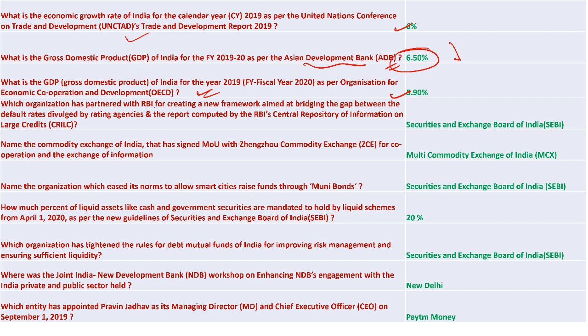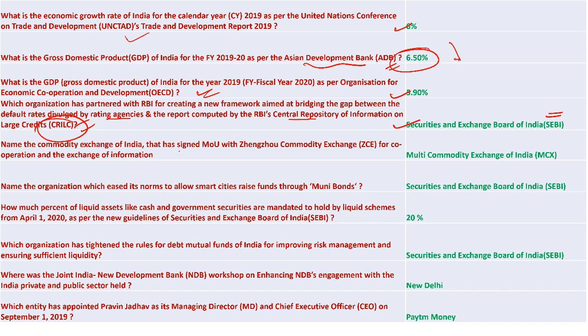RBI figure, just remember, I think that should be done. Which organization has partnered with RBI to create a new framework aimed at bridging the gap between the default rate diverged by rating agencies and that computed by RBI's Central Repository of Information on Large Credits? See, again, this is what I had put for you. Securities and Exchange Board of India is the one.